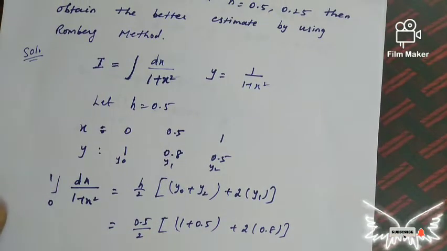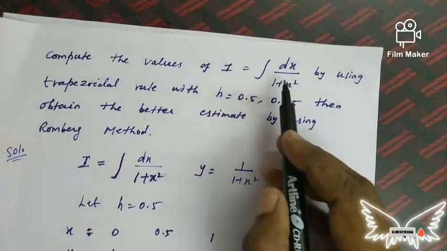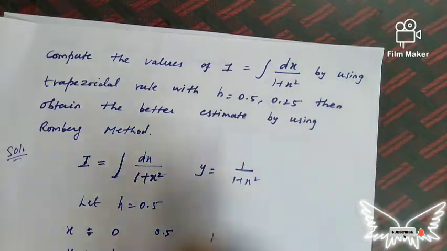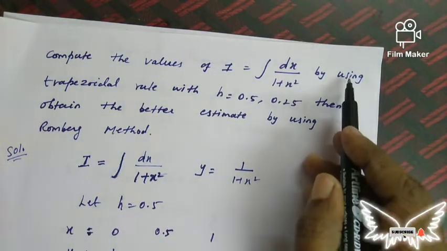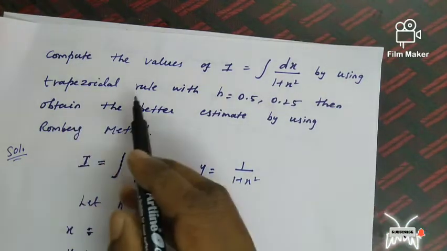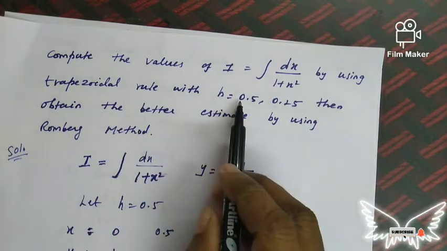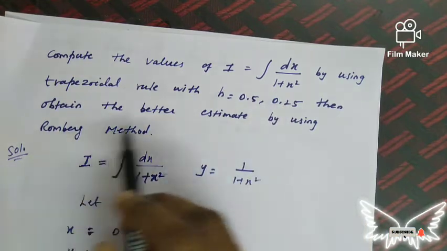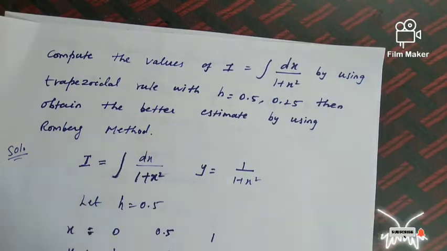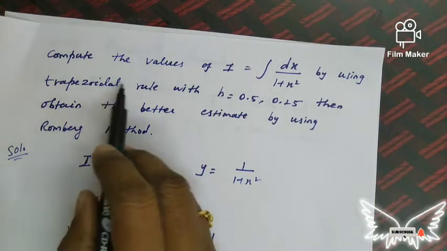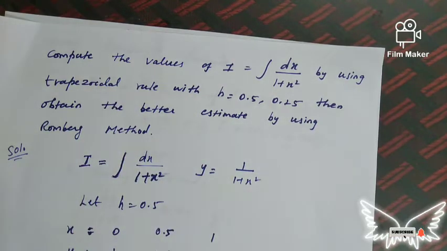So in this question, find the integration value, compute the value of I equal to integral dx by 1 plus x square using the trapezoidal rule. If in the question the trapezoidal rule as well as Simpson's 1 by 3 rule are given, for 8 mark or 10 mark, the rules will be included according to the marks. So trapezoidal rule with h equal to 0.5, 0.25, then obtain a better estimate using the Romberg method. The Romberg method always comes with some other rule, trapezoidal or Simpson's rule; it won't come alone.